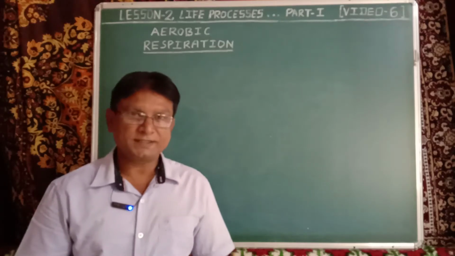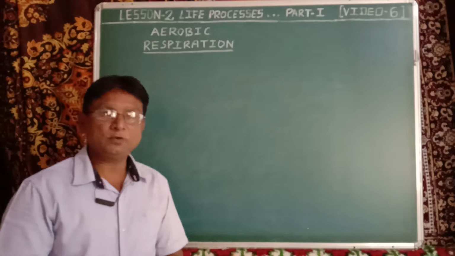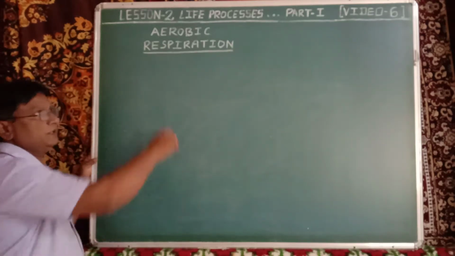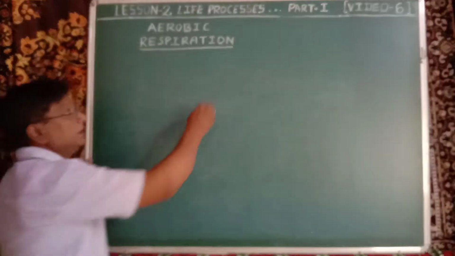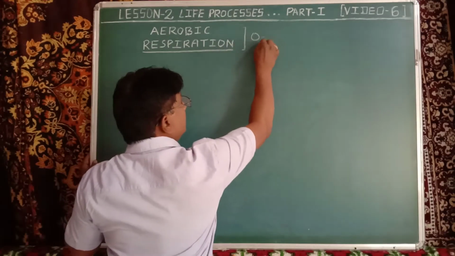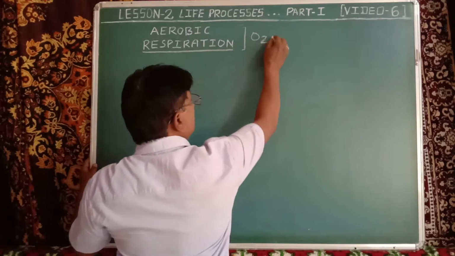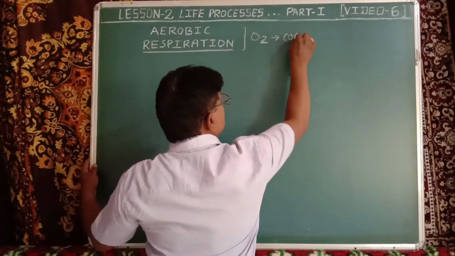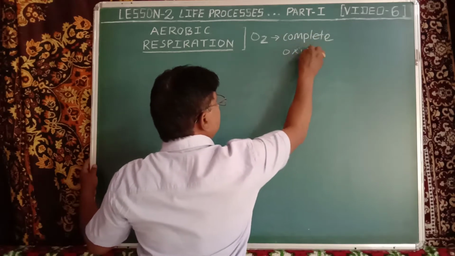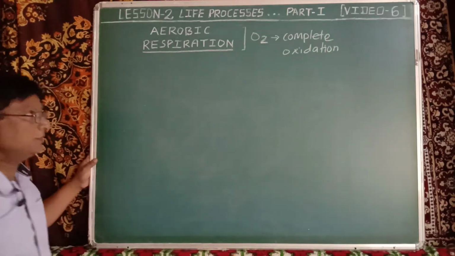This is video 6. In this, details of aerobic respiration are given. There are different steps of aerobic respiration. What is aerobic respiration? The respiration which requires oxygen is called aerobic respiration. In this, very importantly, complete oxidation of glucose takes place, and all the energy of one glucose molecule is utilized.